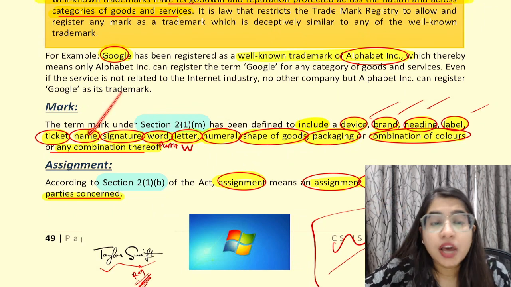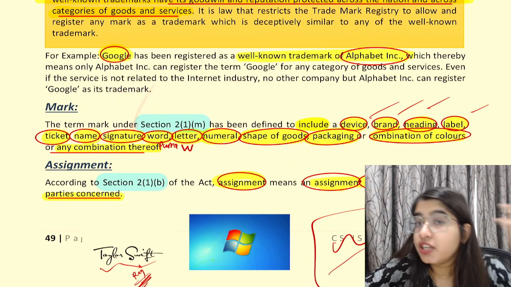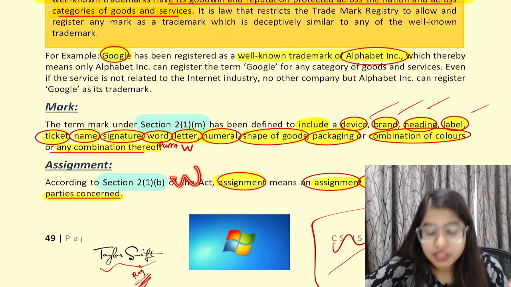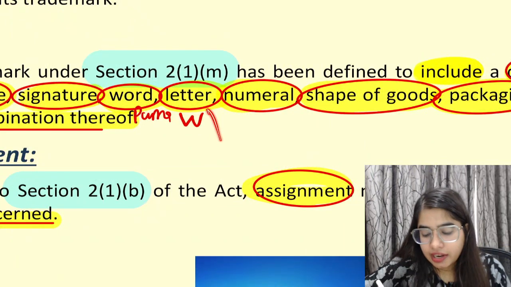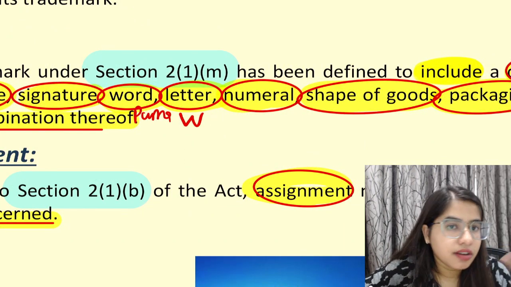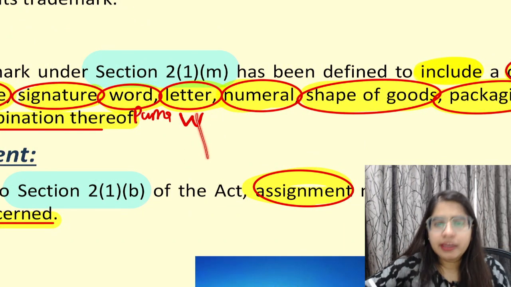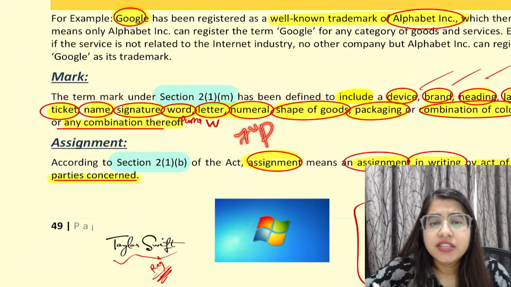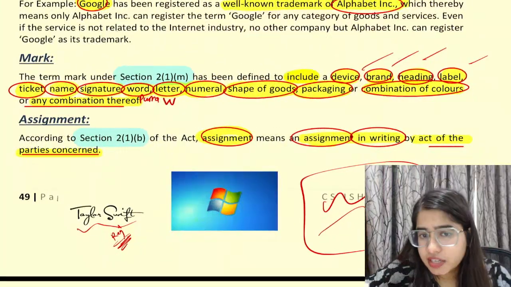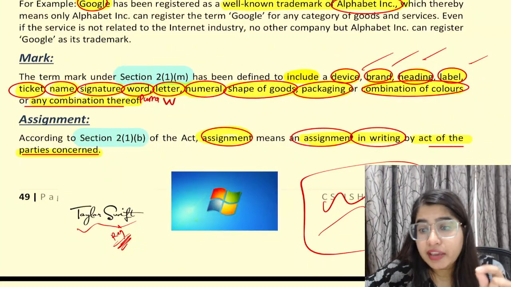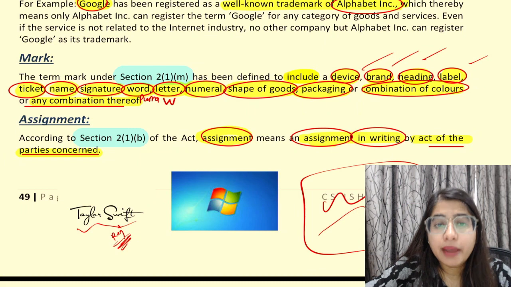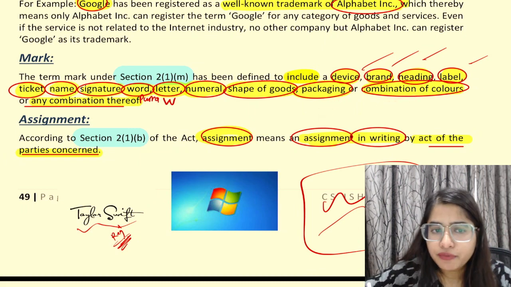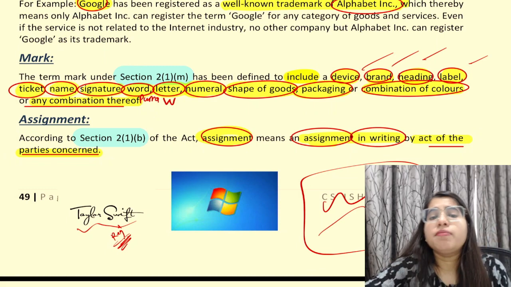Your name, example Shah Rukh Khan, I already told you. Signature, Taylor Swift example. Any word, Puma. Letter W is registered as Volkswagen, right. Letter M is registered as McDonald's, right. Any letter or any number, I just gave you the example of 7 Up, any number can also be registered as a trademark. Shape of the goods, I gave you the iPhone example and melody example. In packaging and combination of color I gave you the example of Nivea. So anything can be a mark, my dear, anything.